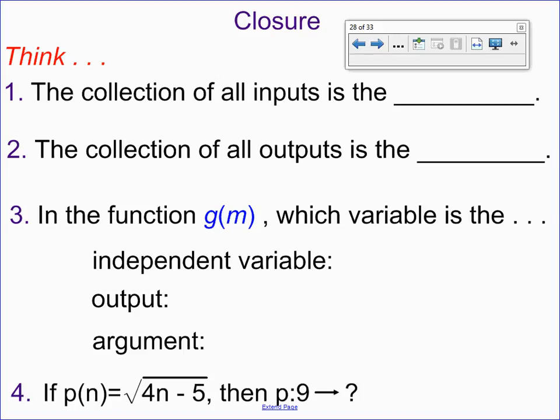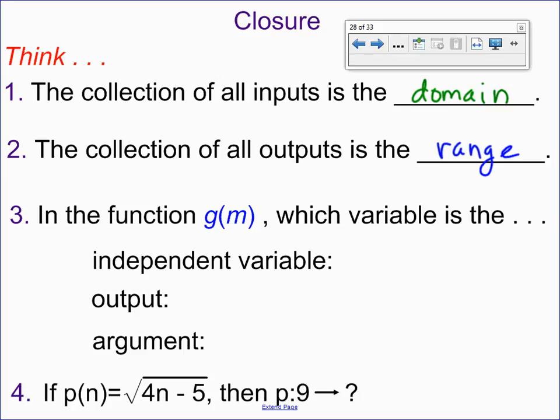So the collection of all inputs, what do we call it? Dakota? The domain, good. The domain is the collection of all x values, of our input values. The domain is the collection of all the first elements in a pairing. Good job. The collection of all outputs, what's that called? Logan? Range. The range is the collection of all my y values, all my outputs, all my dependent variable values. If I caught those together and put them in a bucket, the name of that bucket would be the range. Good job on the first two.